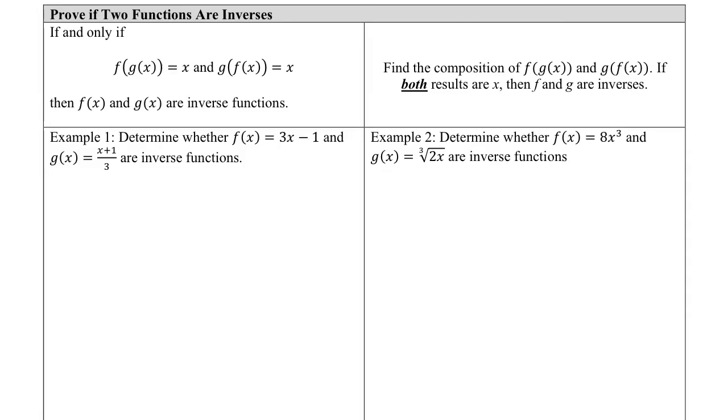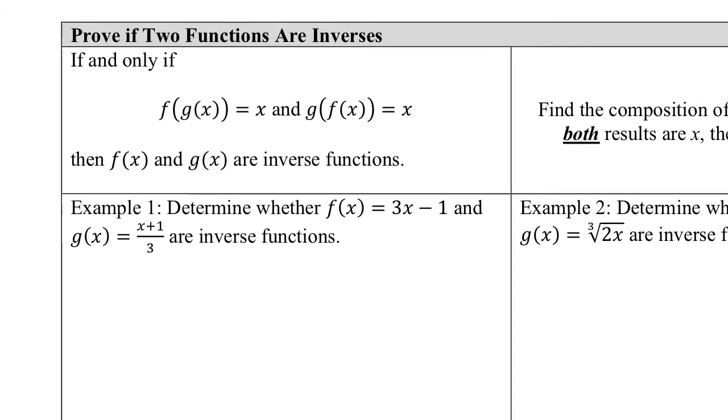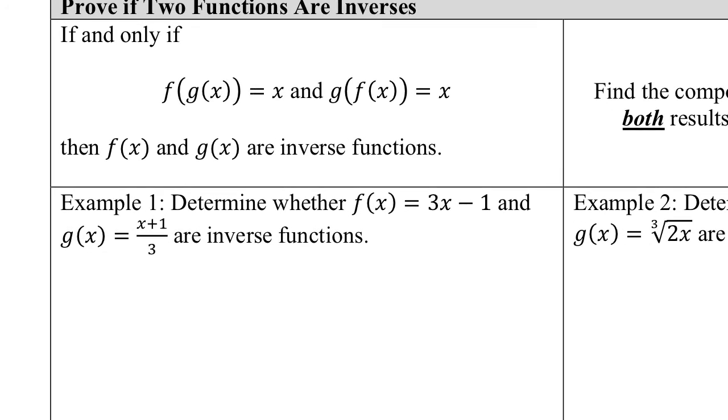Final part of inverses, proving if two functions are inverses of each other. So the definition of an inverse is this: if and only if f of g of x is equal to x and g of f of x is also equal to x, then that means f of x and g of x are inverses. So here's what this means in English.